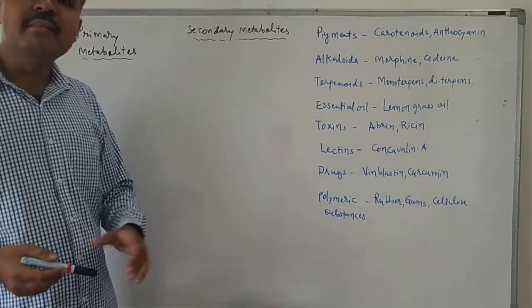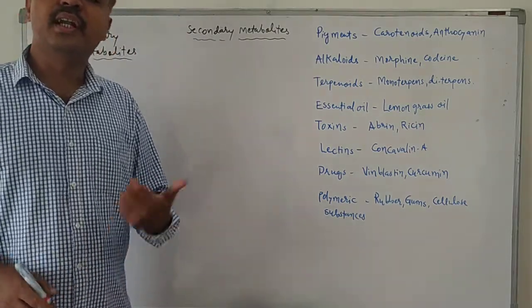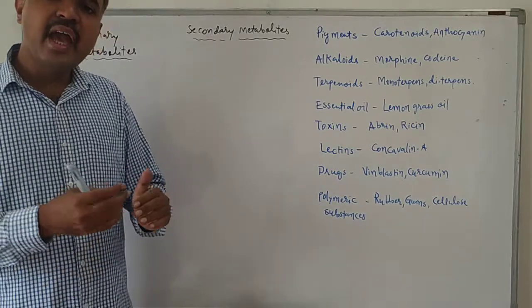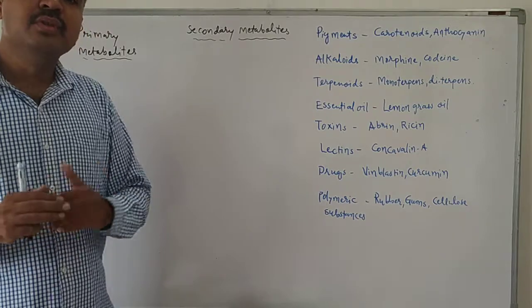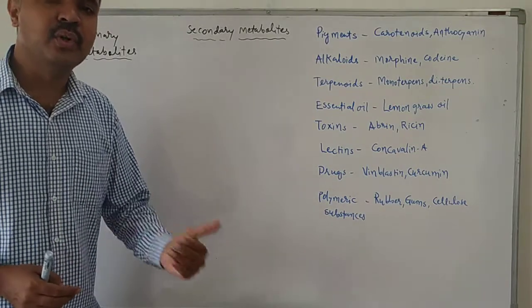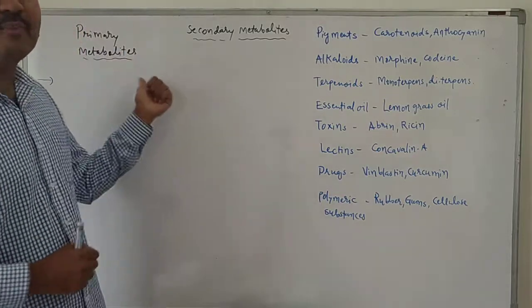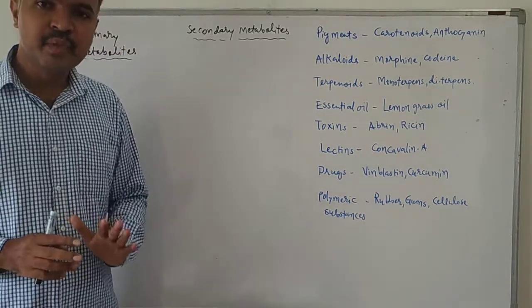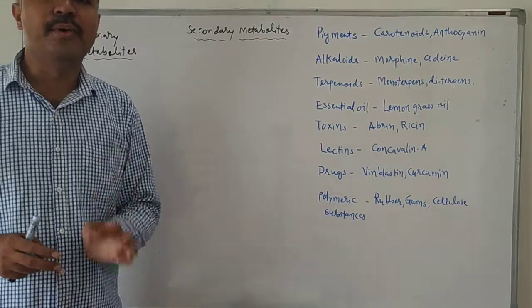Whereas secondary metabolites do not play a direct role in growth and development of plant. They have an indirect role in growth and development of plant. So they are less important for growth and development. Okay, this is the main difference between primary metabolite and secondary metabolite. Please remember this key difference, then you can understand the whole topic well.